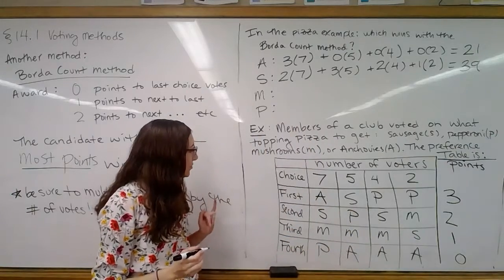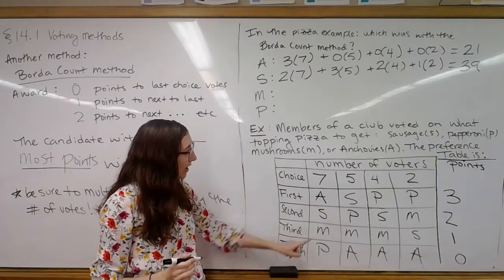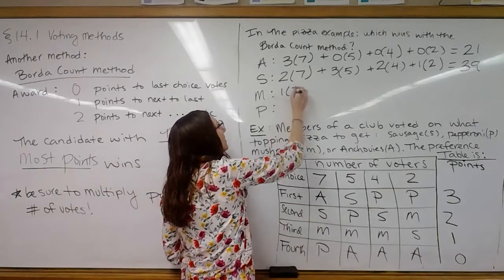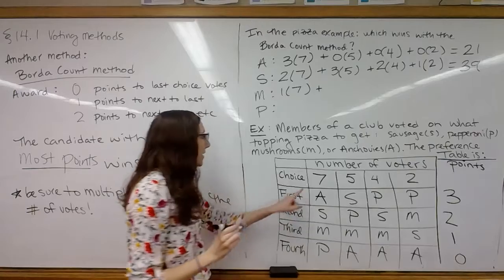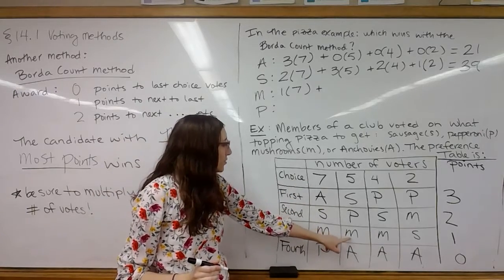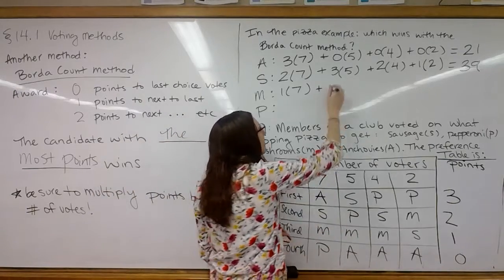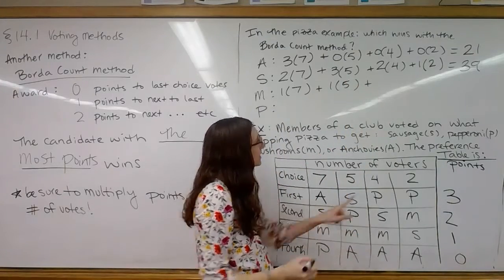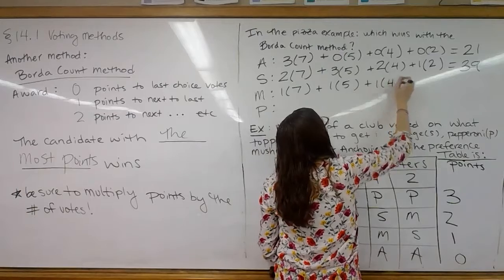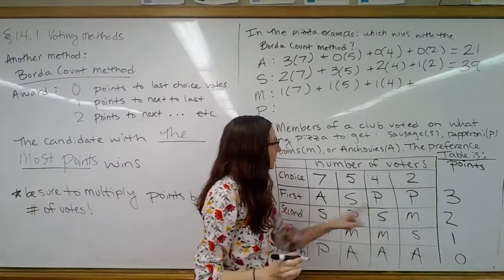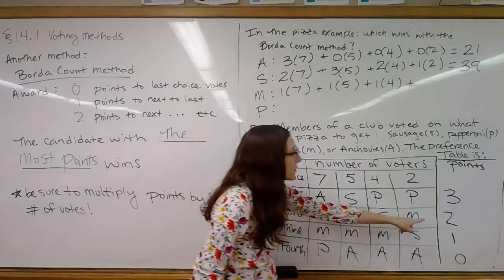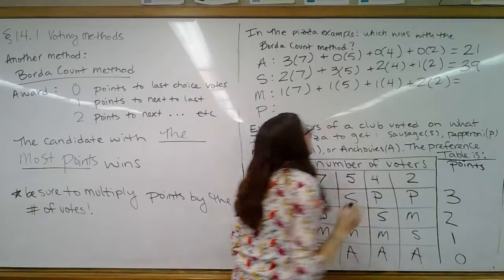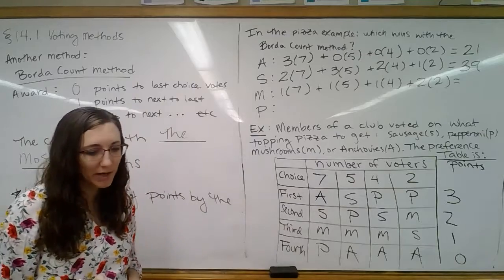Let's try mushrooms. In the first column, mushrooms is in third choice, which is worth 1 point. And there were 7 voters who voted that way. Then they're in third choice again, so another 1 point times 5. And then they're in third again, so another 1 point times 4. And then they're in second choice, which in this example is worth 2 points. And that's times those 2 votes. So if we tally all those up, we should get 28.